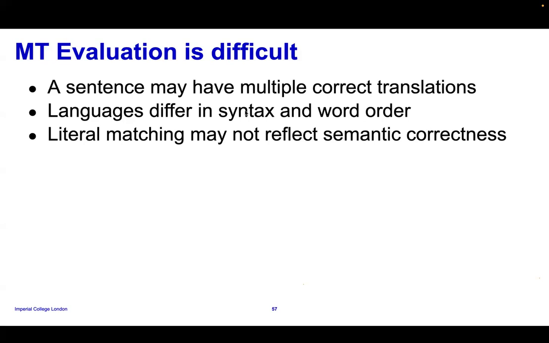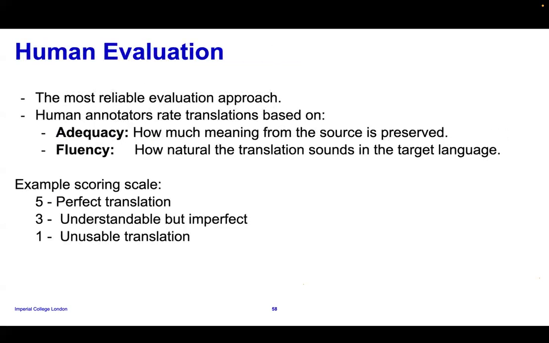Now, let's quickly look at this final part about evaluating machine translation systems. It's going to be difficult because a translation system might have multiple translations which are correct. A sentence may have multiple correct translations, and languages also differ in syntax and word order. Literal meaning may not reflect semantic correctness. So there are many ways to do it, but evaluation for machine translation is difficult.